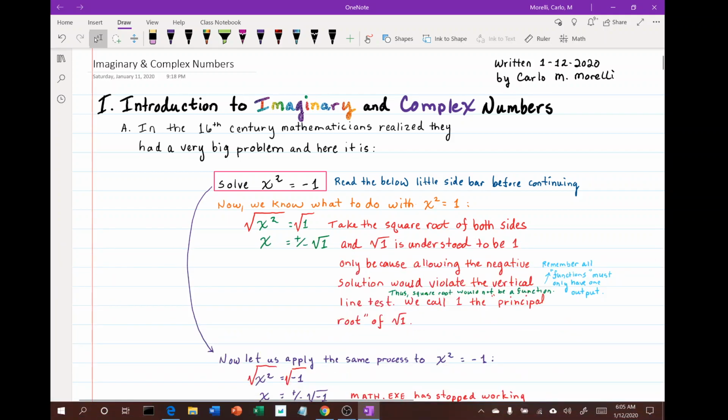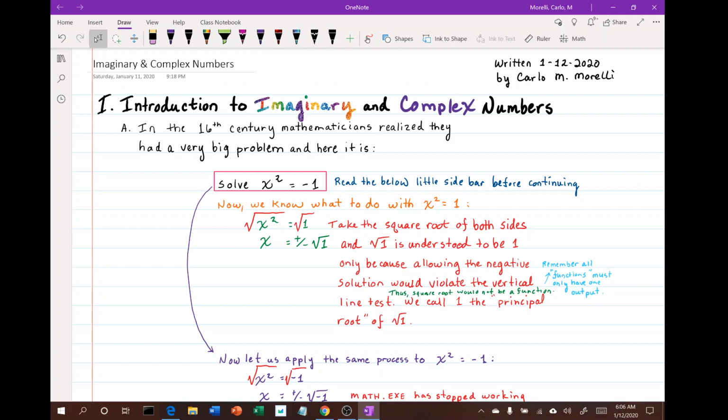All right, welcome to this tutorial on imaginary and complex numbers. So I wanted to take a moment to just set the table for you here. Imaginary numbers are one of the things that are probably the most poorly taught in school.